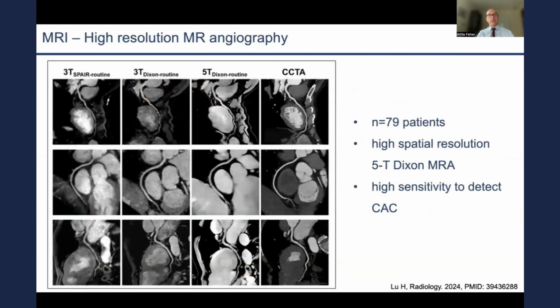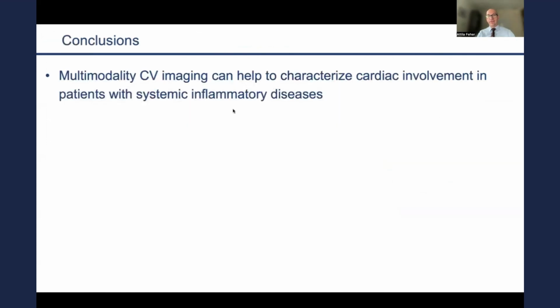We could also use MRI to image the coronaries and use high resolution MR angiography. However, this is really the future. These are gorgeous images. Compare the CT images to the MRA images, and these look fantastic. This was done at 5 Tesla. This is mostly in the research setting for now, but maybe in the future we will be able to have these nice images free of radiation, which is a huge advantage of MRI.